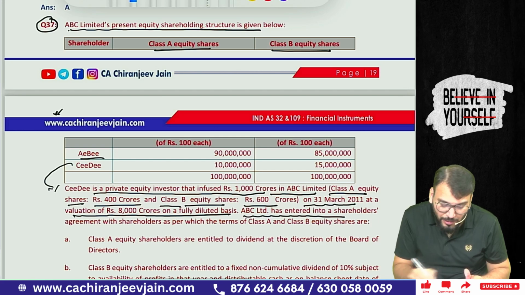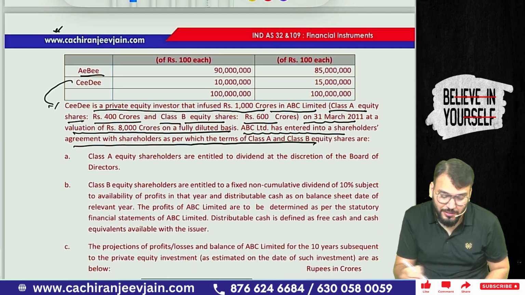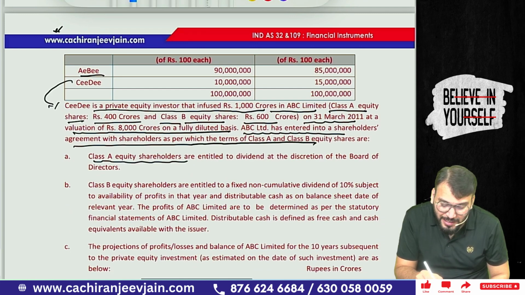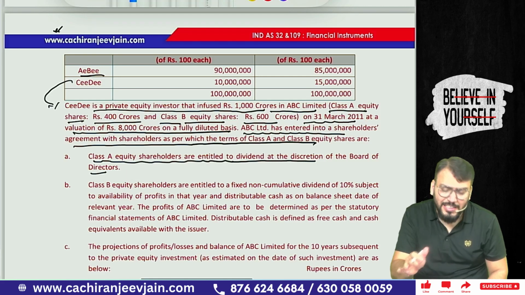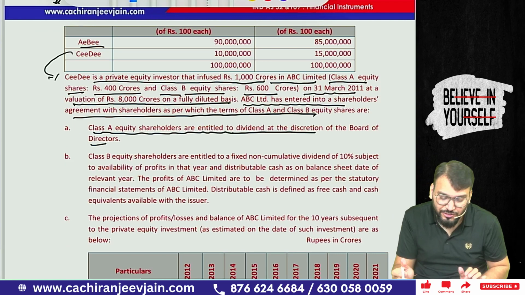ABC Limited has entered into a shareholders agreement with the shareholders as per which the terms of Class A and Class B equity shares are as under. Class A equity shareholders are entitled to dividend at the discretion of the board of directors. Okay, Class A equity shares will be an equity instrument because the dividend is at the discretion.